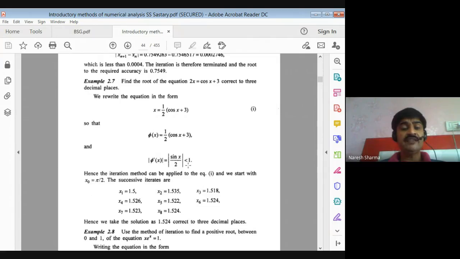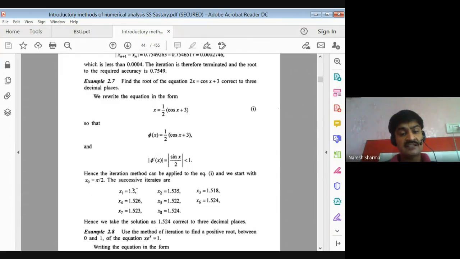So you can choose any value. If your derivative is less than 1, you can choose any value, because sin x always lies between minus 1 and 1, and its mod always lies between 0 and 1 for any value. So for all intervals it is acceptable, and you can put any value here.